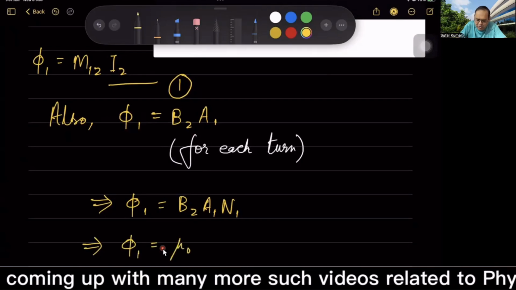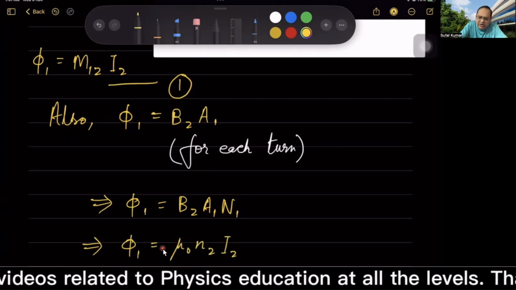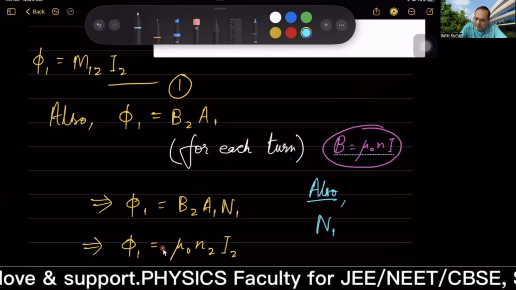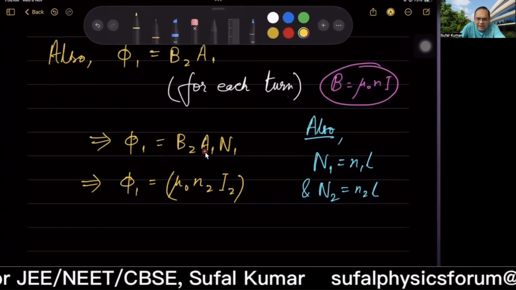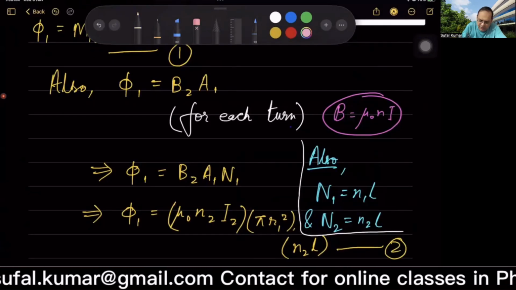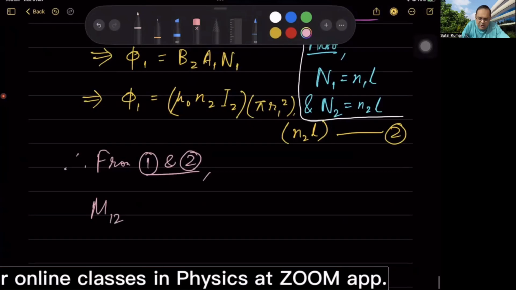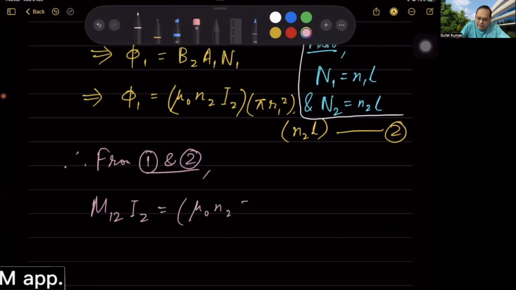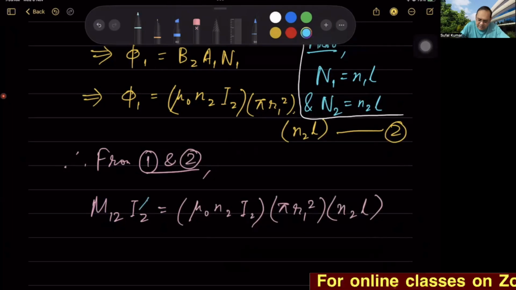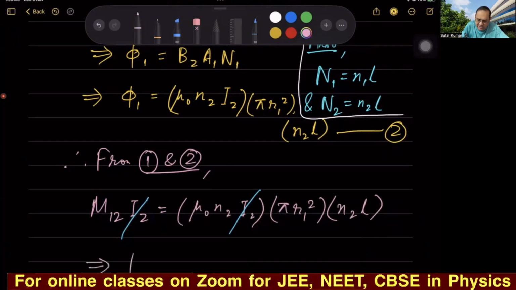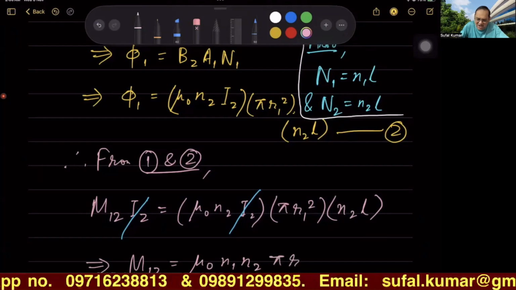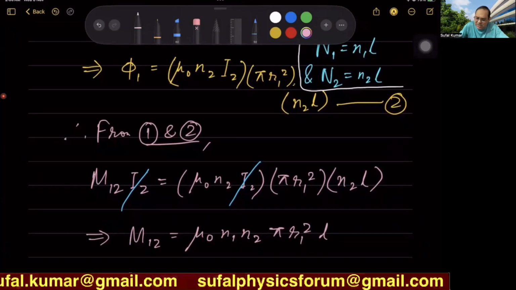B2 will be mu naught N2 I2, because we already knew B is mu naught n i, and also N1 is equal to n1 L, for A1 pi R1 square, n2 L. This is equation 2. Therefore, from 1 and 2, M12 I2 is equal to mu naught n2 I2 pi R1 square n1 L, and here we go, I2 and I2 cancel. It implies that M12 is mu naught N1 N2 pi R1 square by L. This is equation number 3.